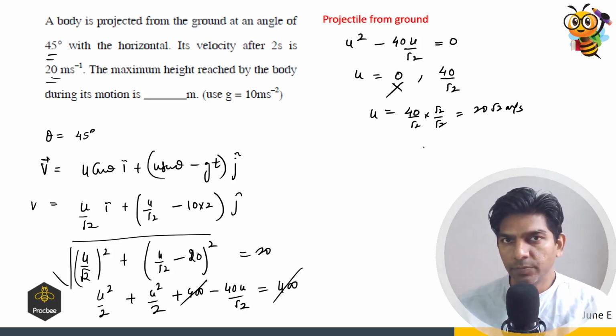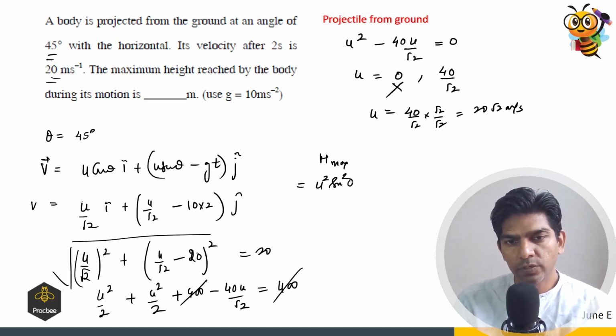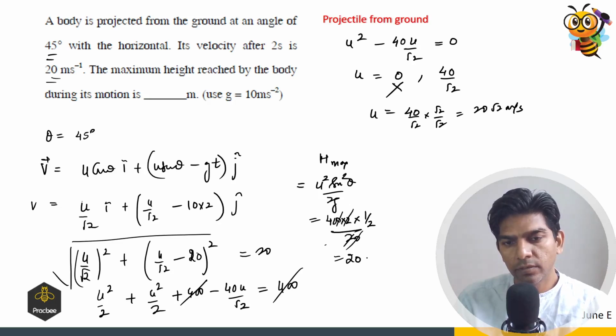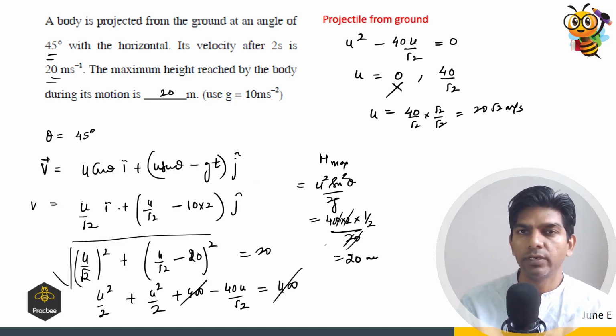Now we know what is the speed of projection. So h max can be written as u square sine square theta by 2g. So u square will be 400 times 2, and sine square theta will be 1 by 2 divided by 20. So it gives us 20, right? So maximum height will be 20 meters.